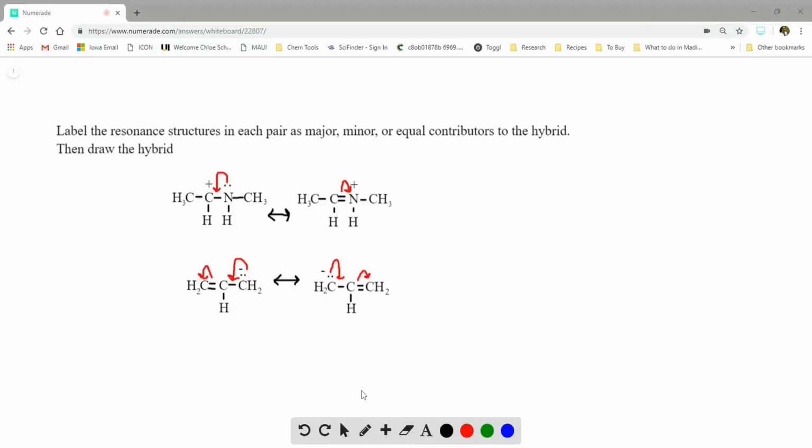Label the resonance structures in each pair as major, minor, or equal contributors to the overall resonance hybrid, then draw that hybrid. So they've given you the resonance structures and the arrow pushing mechanisms for both of them. In order to determine which is major, minor, or if they're equally contributing to the overall resonance hybrid, look at the relative stability of the two compounds of the resonance structure, or more if you have more.